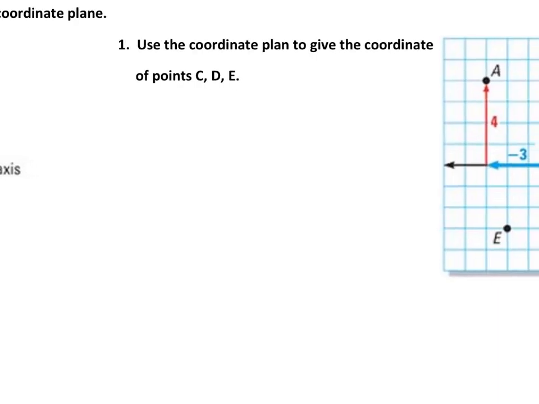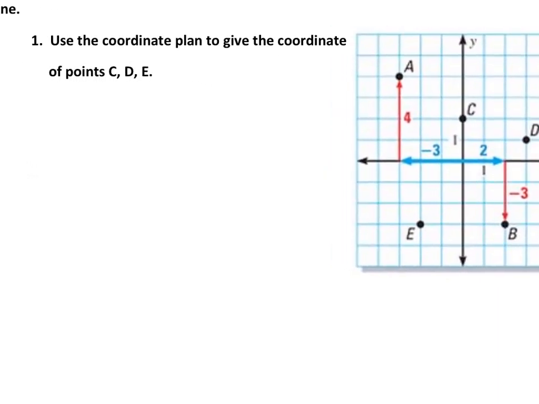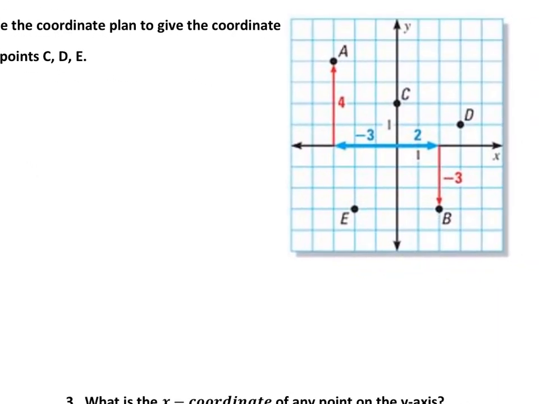It says use the coordinate plane to give the coordinates of points C, D, and E. So they want to know what the points are for point C, for point D, for point E. So this is what I do. Here's point C, parentheses, comma, parentheses, point D, point E. So we start at 0, 0. For C, do I move left or right at all to get to C? No. So it's 0. And then I go up 1, 2.